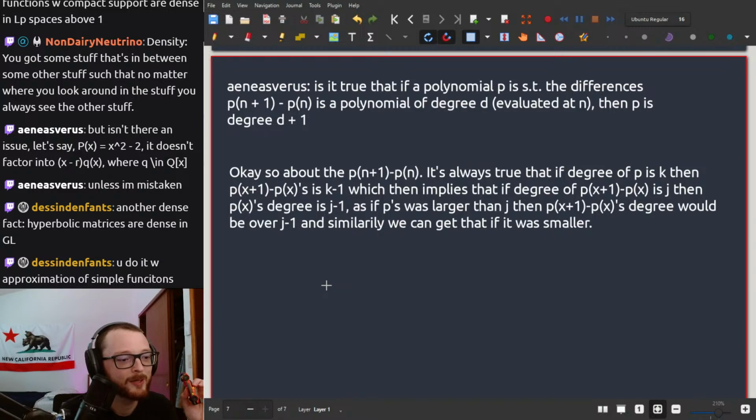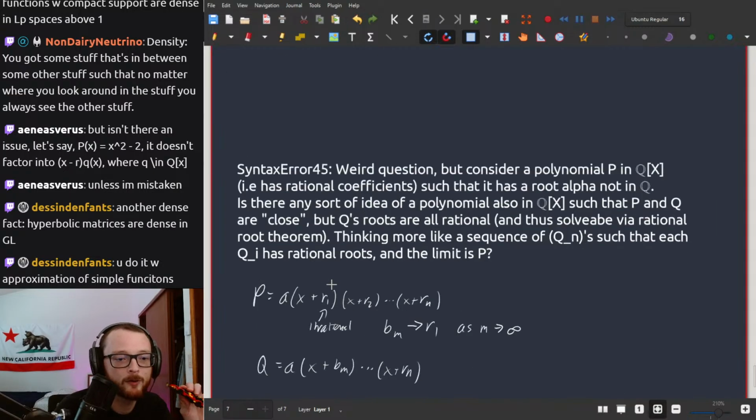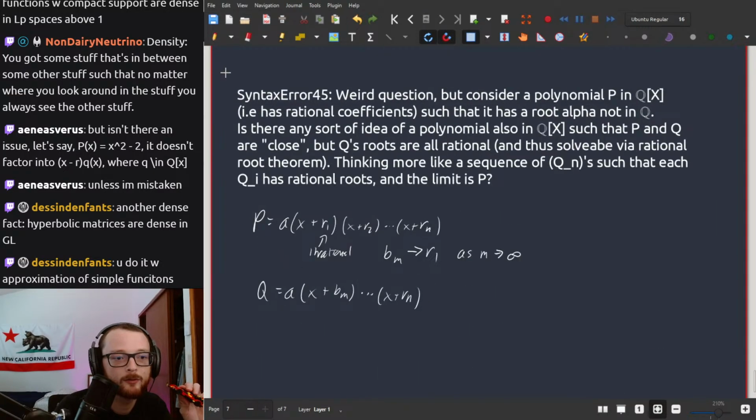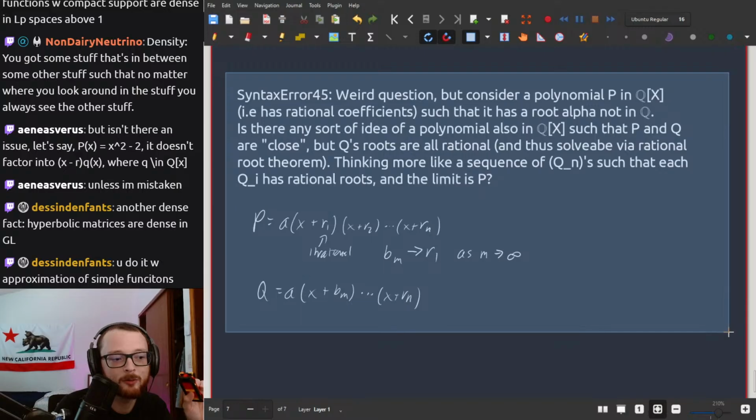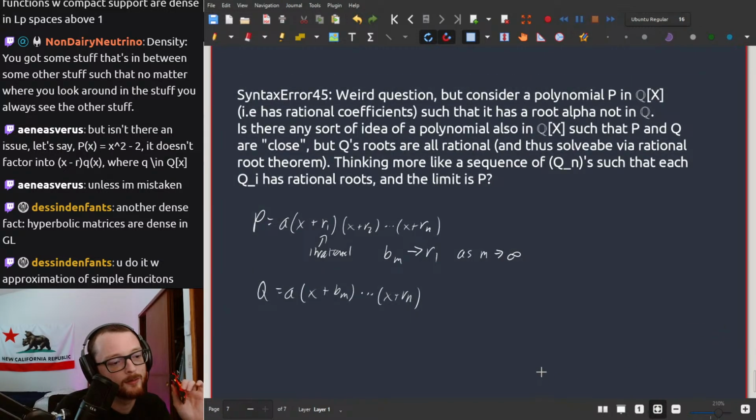Isn't there an issue? Let's say p of x equals x squared minus 2. It doesn't factor into x minus r times q of x, where q is in Q of x. Oh, are you saying for this one, Aeneas? I didn't think about irreducible quadratics. Oh yeah, or even, yeah.